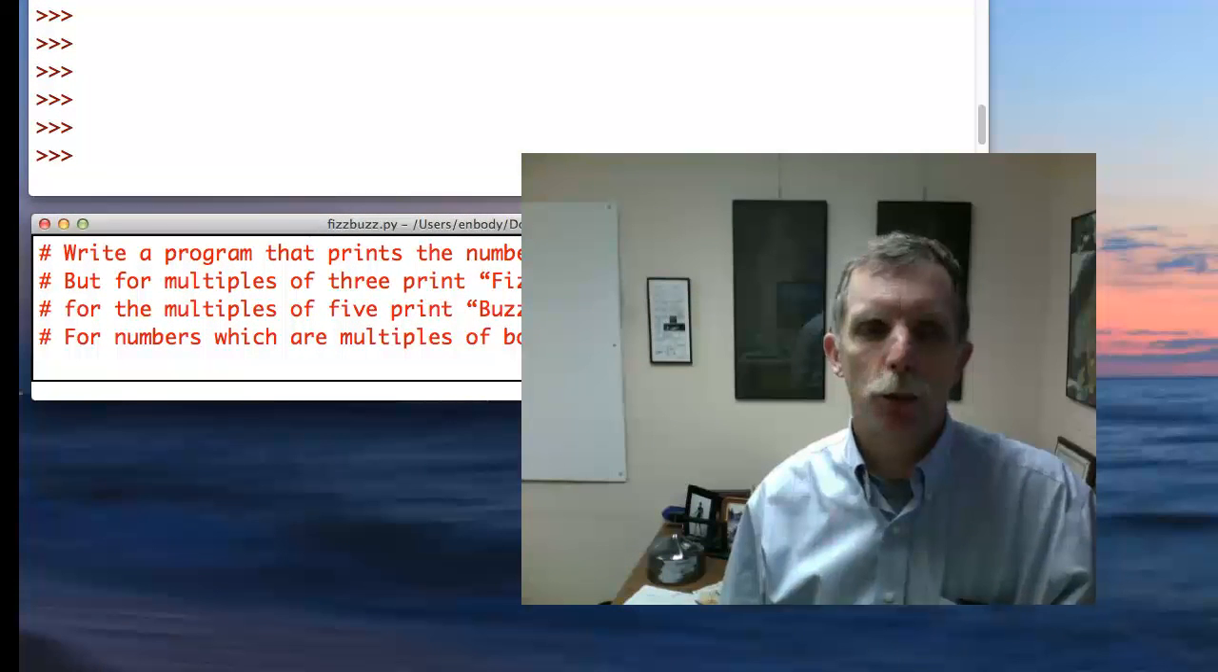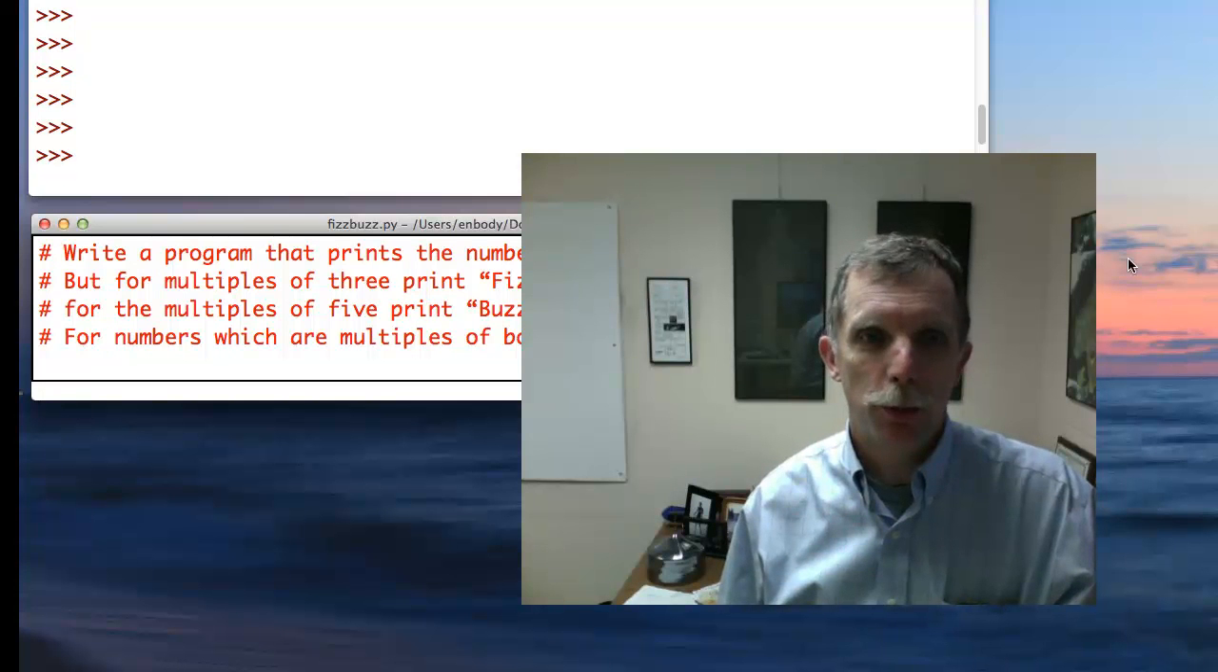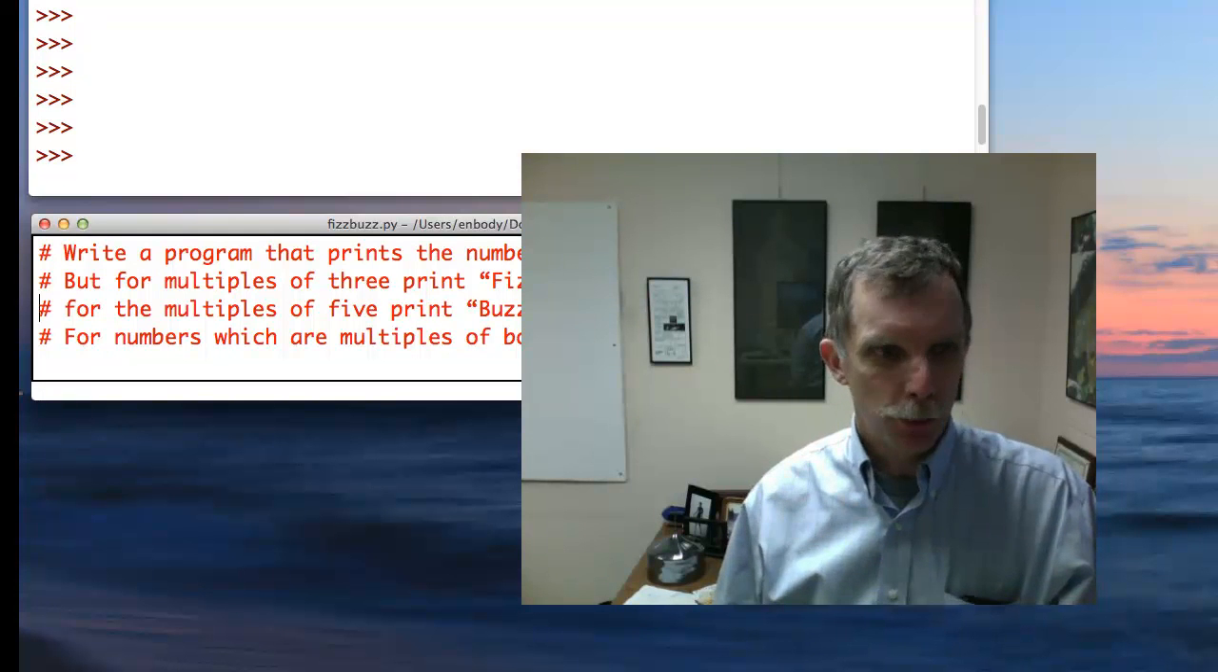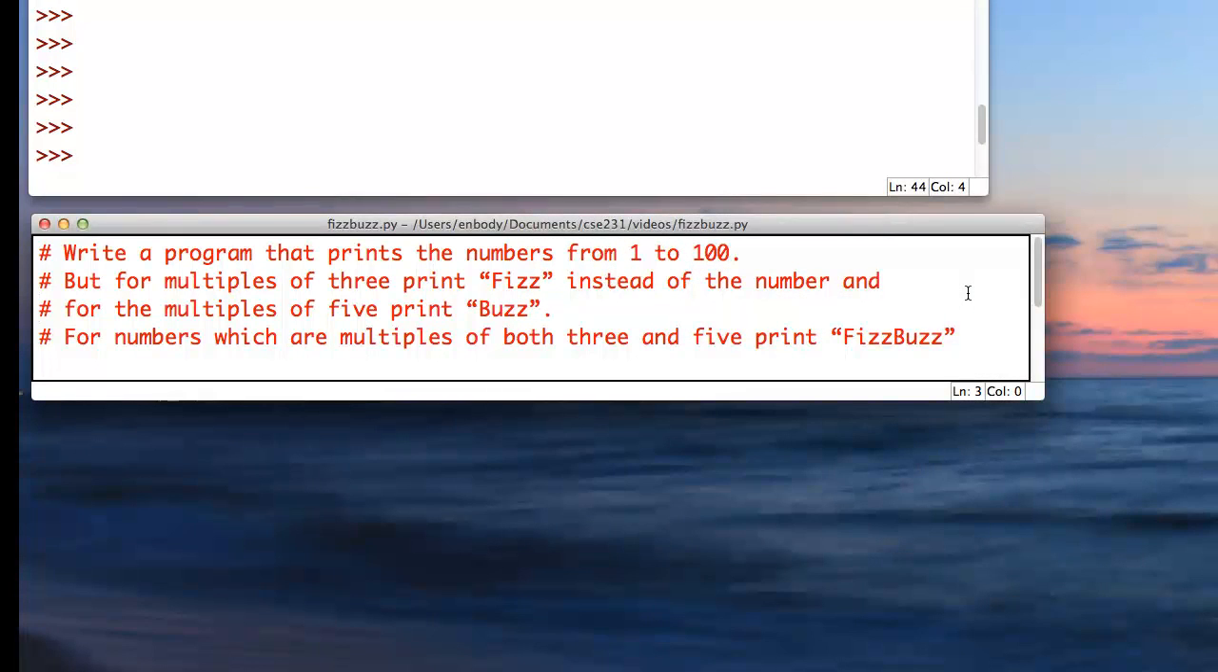Today we're going to practice while and if-else with the fizzbuzz problem. And what the fizzbuzz problem is, is we're going to take a program, print out the numbers from 1 to 100. But if the number is a multiple of 3, instead of the number, we'll print fizz. If it's a multiple of 5, we'll print buzz. And if it's a multiple of both, we'll print fizzbuzz.